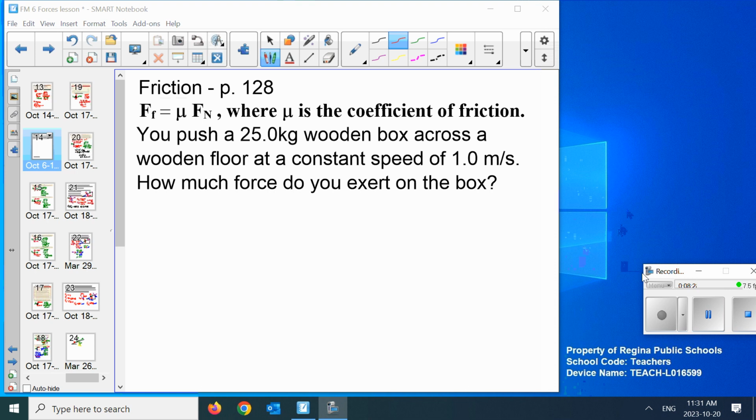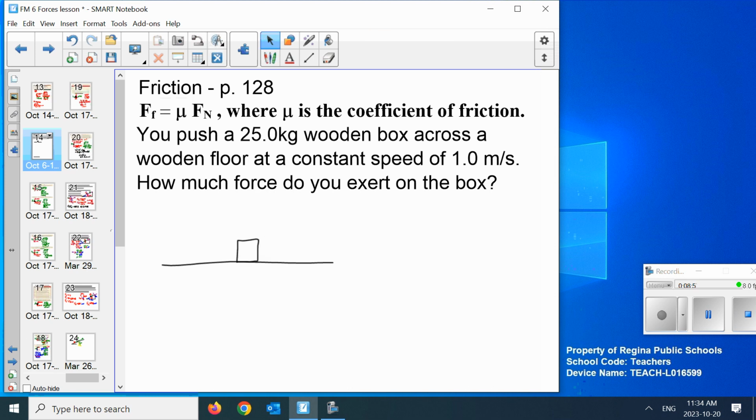Okay. I'm going to get you guys to jot that down and we'll continue. Okay, I'm going to start this up. Now, I don't have a lot of information here, but it's enough to solve this problem. It involves friction. So, a wooden box, I'm going to draw a box, and that's what I usually do with my free body diagram. So, I'm going to draw it on a wooden floor. Here's my box. So, I'm going to try to move it across the floor.